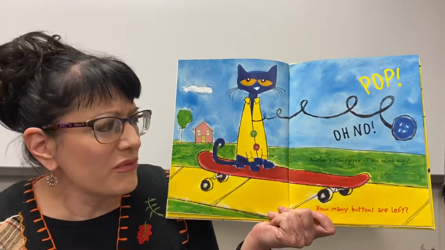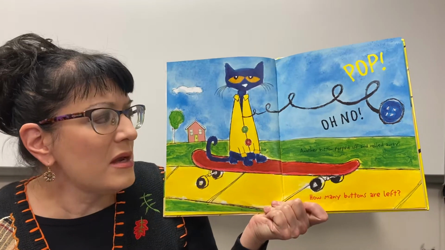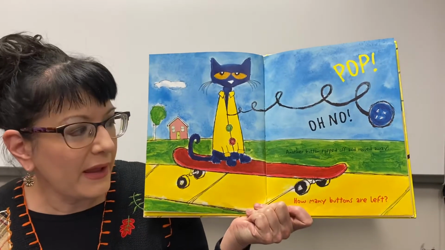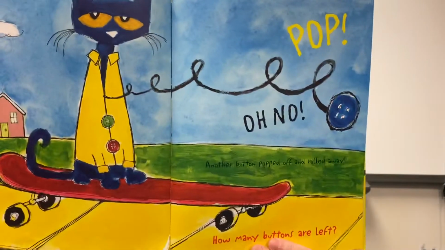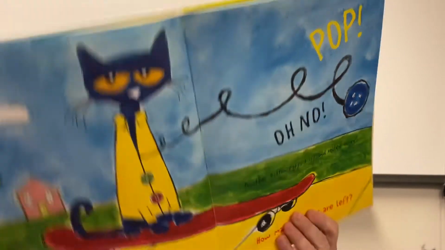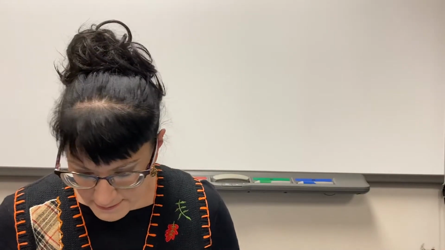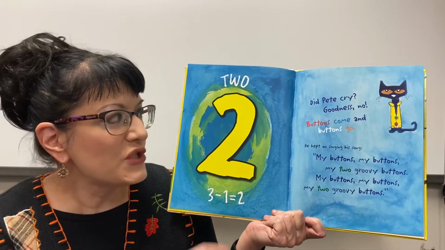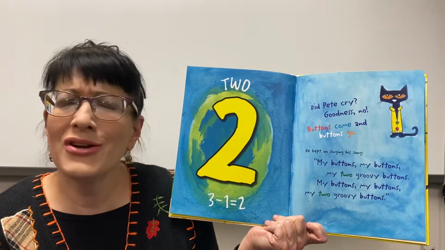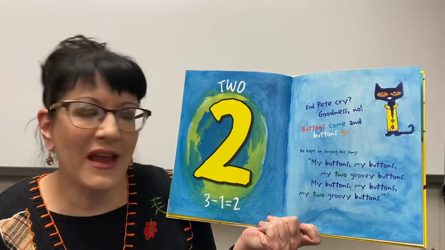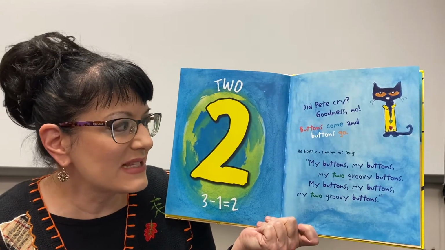Pop! Oh no! Another button popped off and rolled away. How many buttons are left? 2. 3 minus 1 equals 2. Did Pete cry? Goodness, no. Buttons come and buttons go. He kept on singing his song.